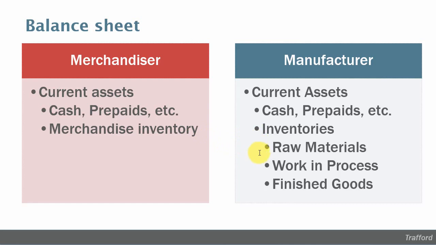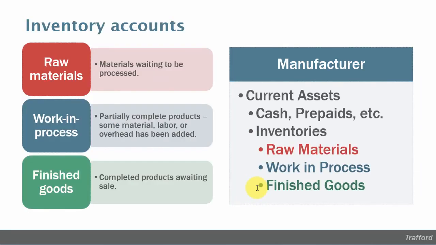A manufacturer has several inventory accounts. Very standard would be these three inventory accounts. Raw materials, which is the cost of materials that haven't been placed into production yet. Work in process, which is the cost of all partially completed goods. And finished goods, which holds the cost of all products that have been completed and are simply waiting to be sold.